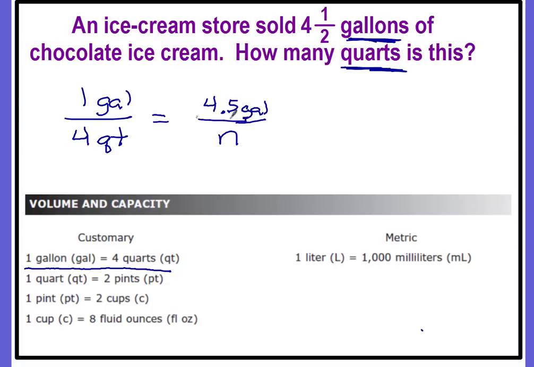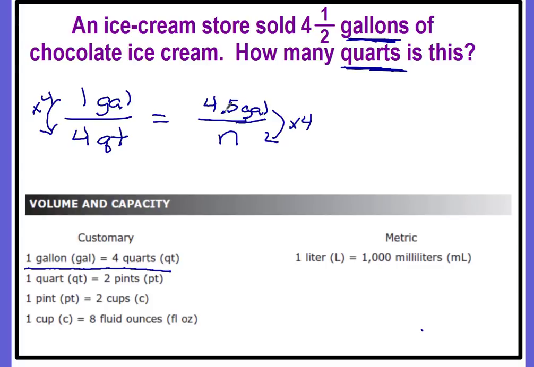Okay, come back over here. We're going from the known to the unknown. So we're going from the top to the bottom. So find the scale factor. We're going from 1 to 4. That means we're multiplying by 4. Use the same scale factor, go in the same direction. We're going to multiply 4.5 times 4.